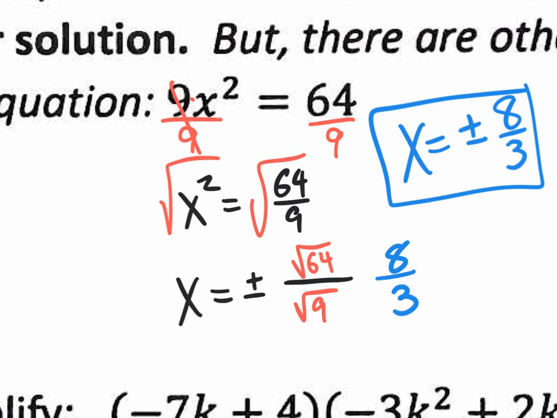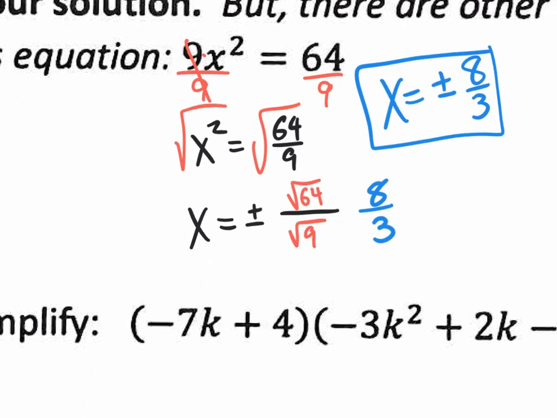Even though it says factor, to solve, you could just get the x squared by itself and then apply a square root and then split that square root.